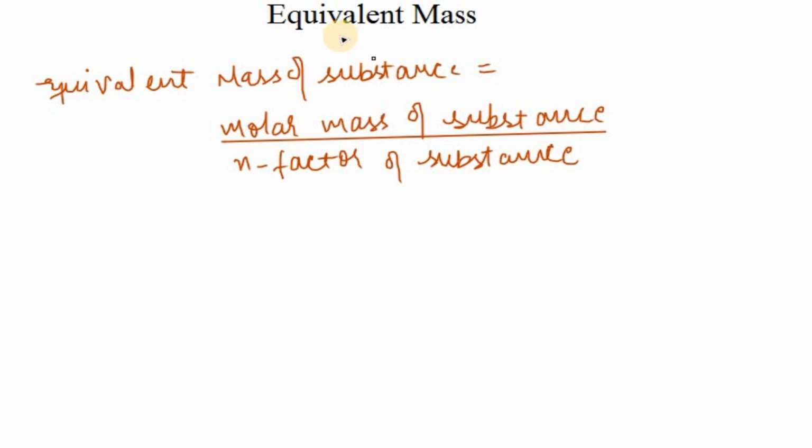So in this video we're going to talk about equivalent mass. The equivalent mass of a substance is equal to the molar mass of the substance divided by the n factor of the substance. In short, it is written as E is the equivalent mass, M is the molar mass, over the n factor.